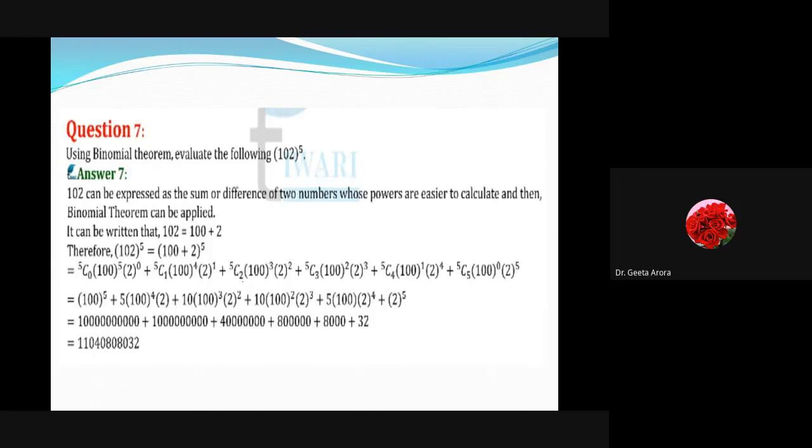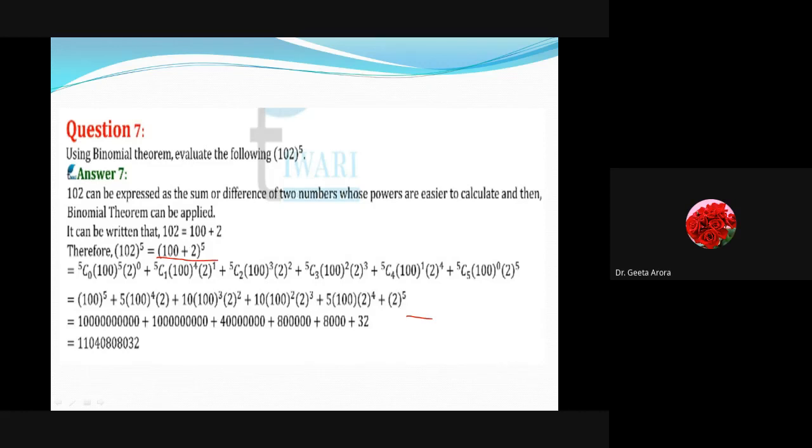102 can be written as 100 plus 2, correct. So we can take x as 100 and y as 2, and then we can expand 100 plus 2 raised to power 5. Obviously it's the correct answer. So here we have 100 plus 2 raised to power 5.